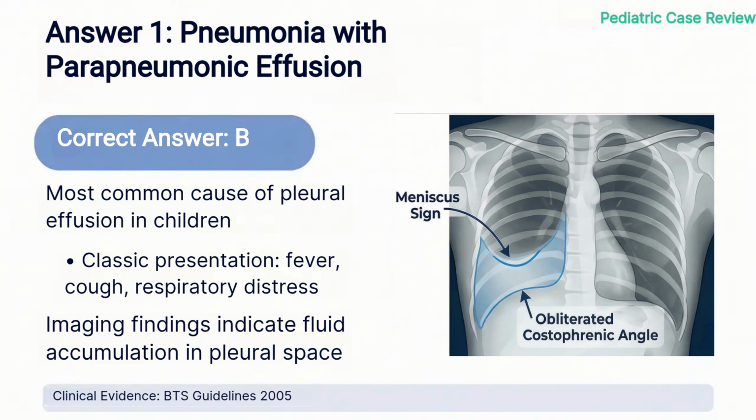Parapneumonic effusion results when infection in the adjacent lung triggers an inflammatory response that increases pleural capillary permeability, allowing protein-rich fluid to leak into the pleural space. According to British Thoracic Society guidelines from 2005, this remains the most frequent pleural pathology requiring management in pediatric practice.